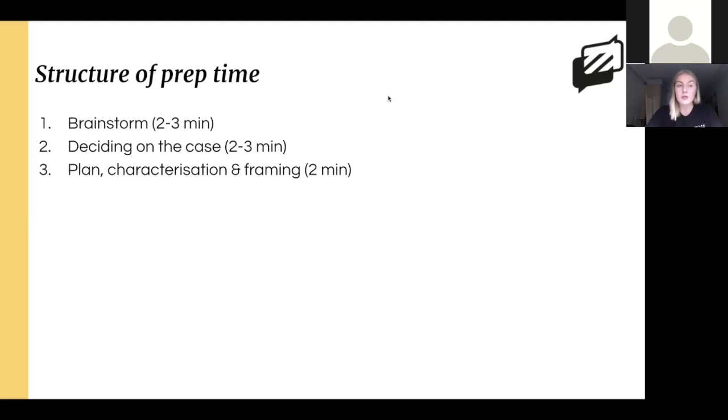Then we generally move on to things such as plan, characterization, framing, all of the more general things you need to talk about to set up the debate. And then go to a more detailed case making as the last part of it.